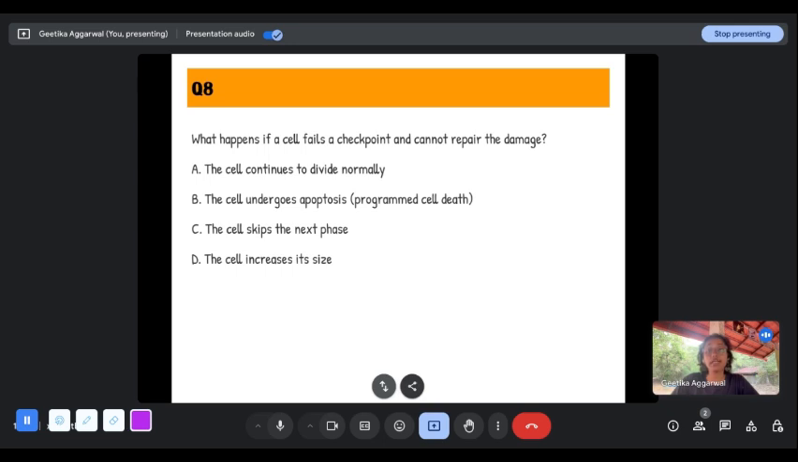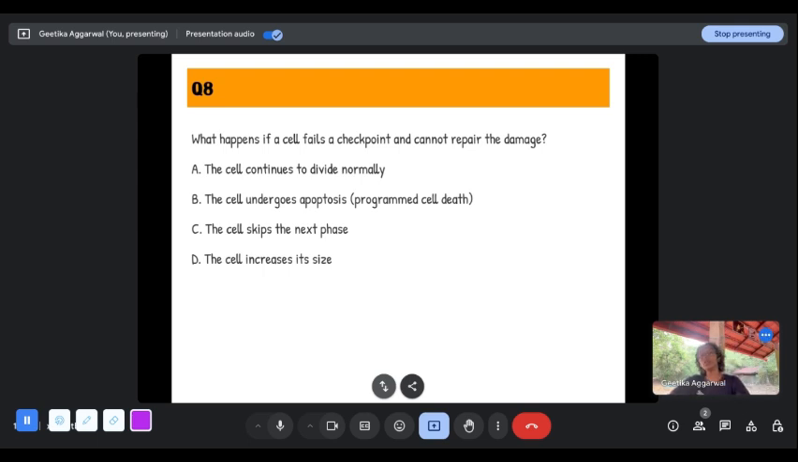So what happens if a cell fails a checkpoint and cannot repair the damage? Does the cell continue to divide normally? Does it undergo apoptosis, or the programmed cell death? Does the cell skip the next cycle or the next phase, or does it increase its size?